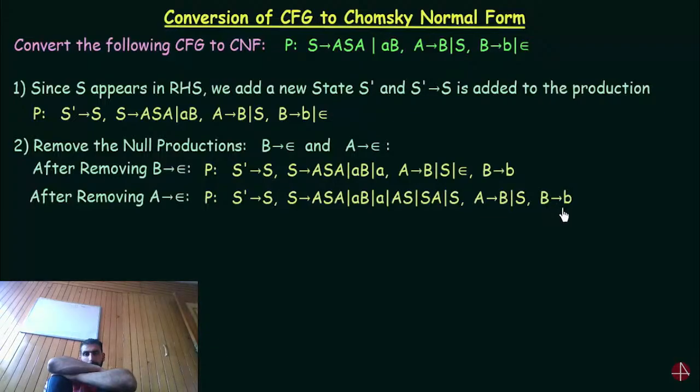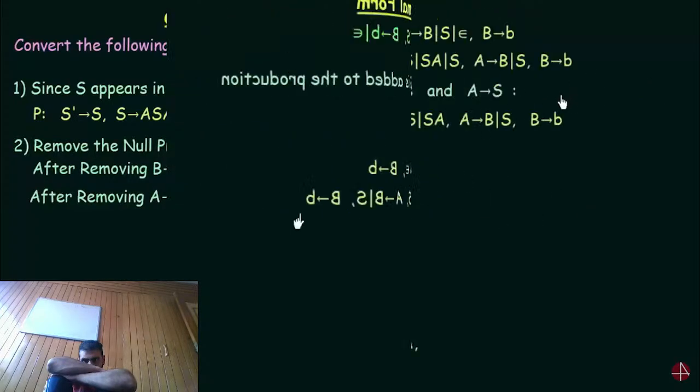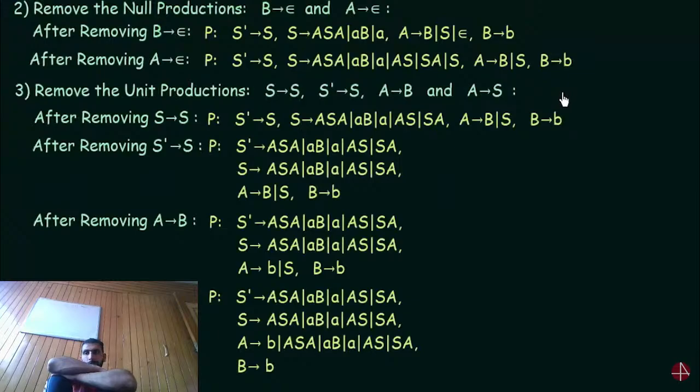Now we have finished removing the null productions, and the third step is to remove the unit productions. If you don't know how to remove unit productions, there is a lecture in which I discussed it in detail, so you can watch that. So let's see what unit productions we have. Unit productions are of this form: when one variable gives just another variable, that is called a unit production.